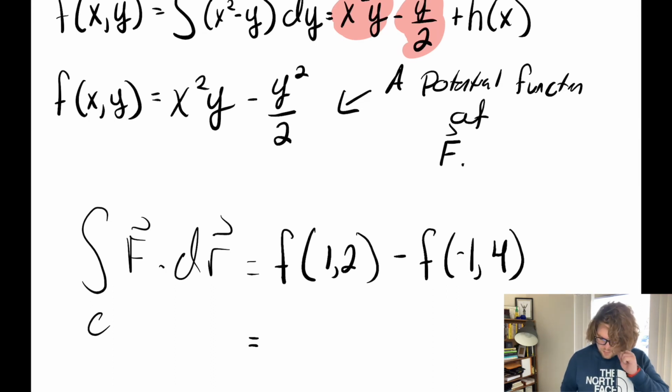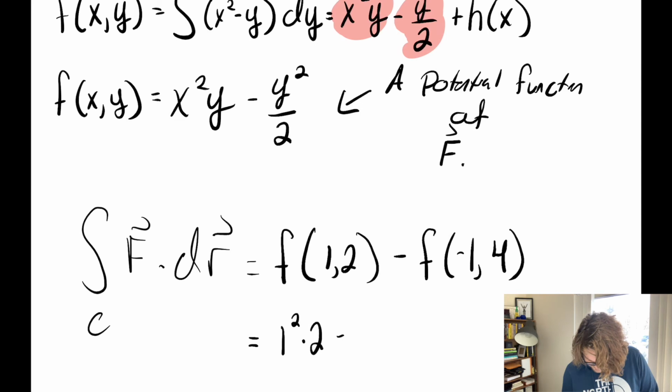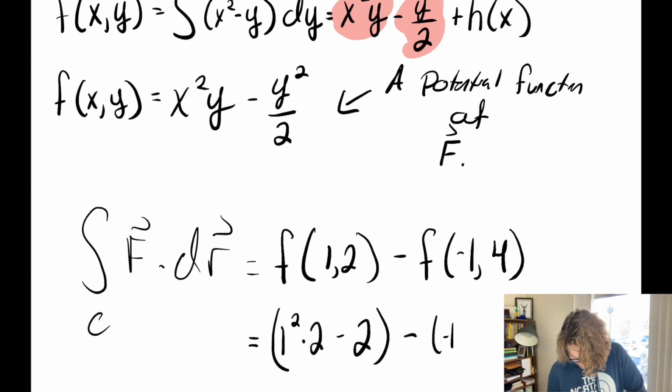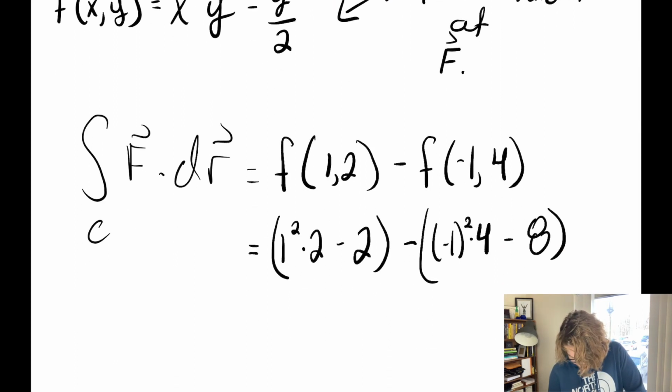So we'll go ahead and plug in (1, 2). That's going to give us 1 squared times 2 minus 2 squared over 2, which is just 2, minus, we'll plug in (-1, 4). Well, that's going to give me (-1) squared times 4 minus 4 squared over 2. 4 squared is 16, divided by 2 is 8.